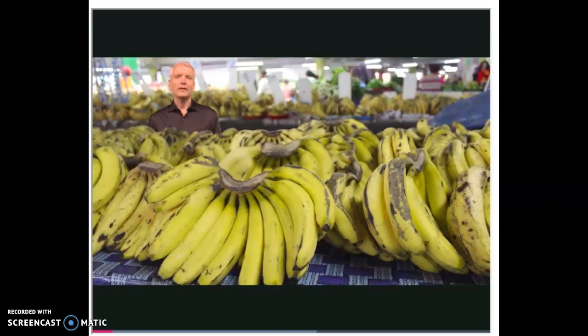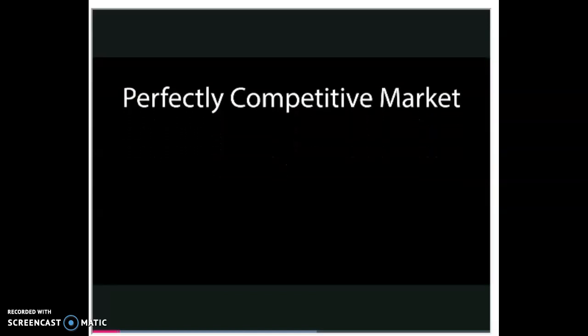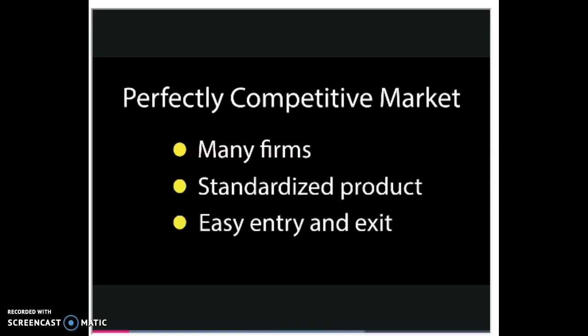Anderson. In this video, we'll review the market structure called perfect competition. A perfectly competitive market is one with many firms, each having a small share of the market, a standardized product, and easy entry and exit for firms, meaning that there aren't substantial barriers to the firms that want to join the market or get out of it.